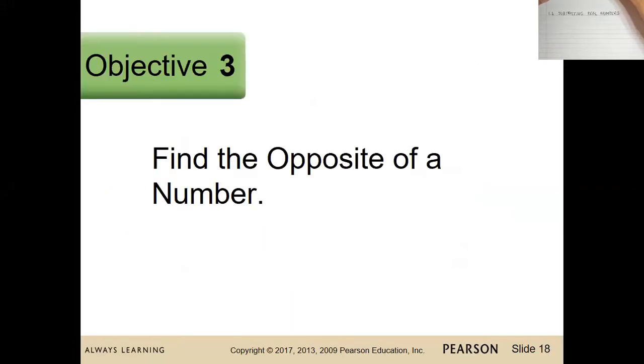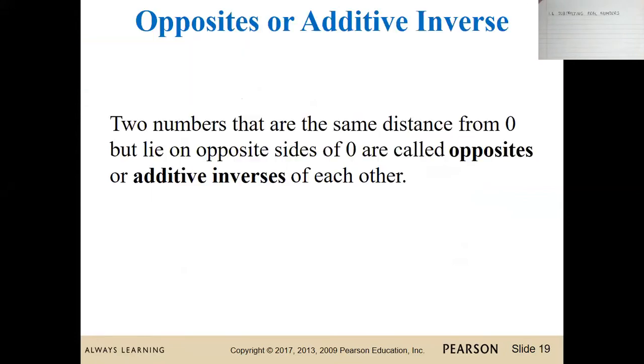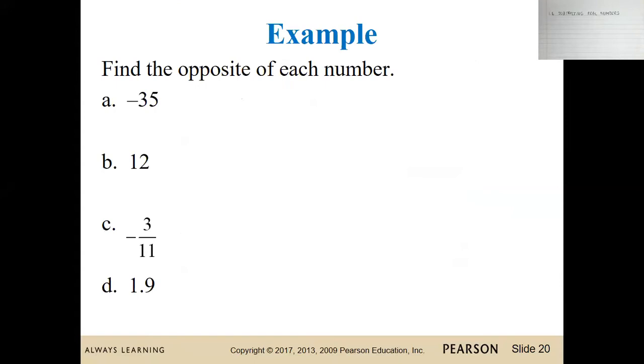We're looking for opposite. So we're talking about finding the opposite of a number. And this is kind of the definition. The definition makes it maybe a little bit more complicated than it is. Two numbers that are the same distance from zero but lie on opposite sides of zero are called opposites or additive inverses of each other. Basically, opposite means you just do the opposite of whatever sign it is. So if the number's negative, it's going to become positive. If the number's positive, it becomes negative.